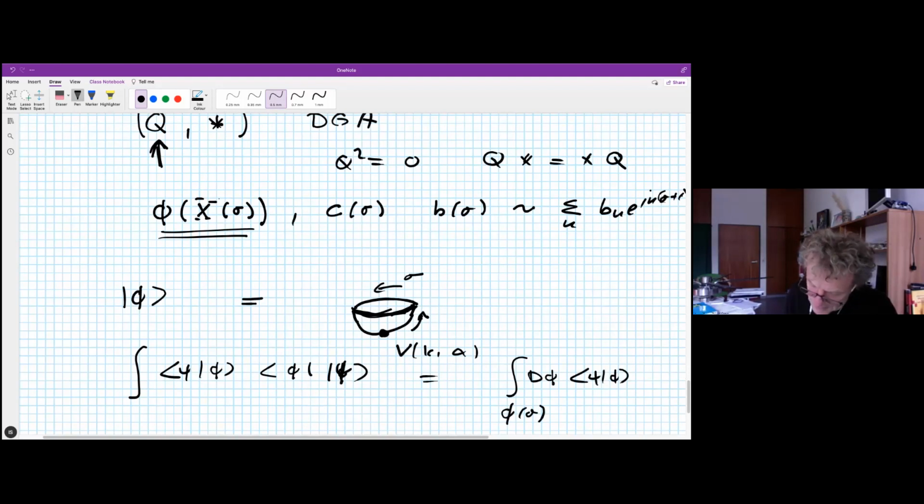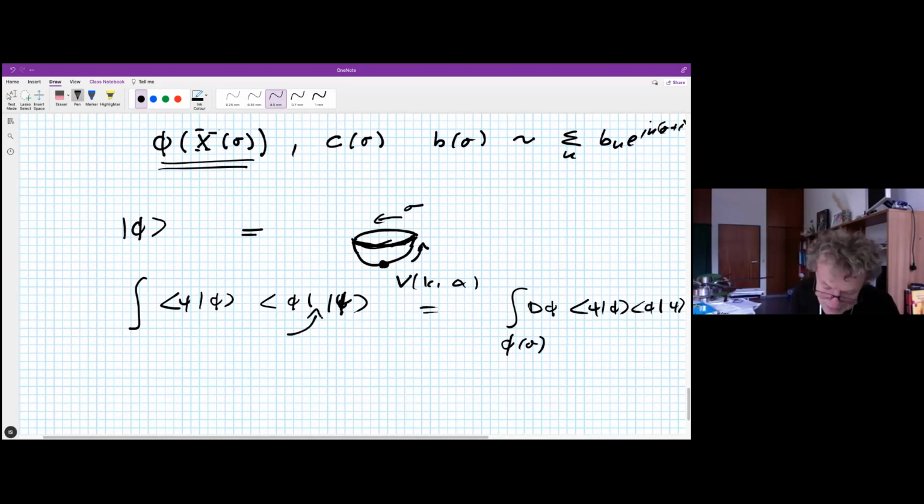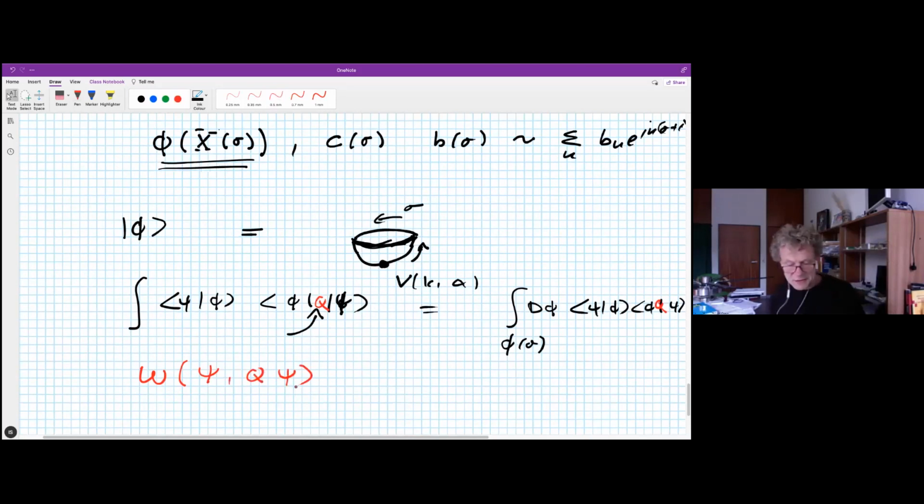So these are fixed sigma dependence. That's like the X basis in quantum mechanics. So you have an inner product, and you can also insert the BRST operator here if you like. So I can define an omega of psi Q psi, just in the same way as I would have done for the point particle above, just that now everything has an infinite number of field content, because you can decompose every field into Fourier modes in the sigma direction. Other than that, you just repeat.